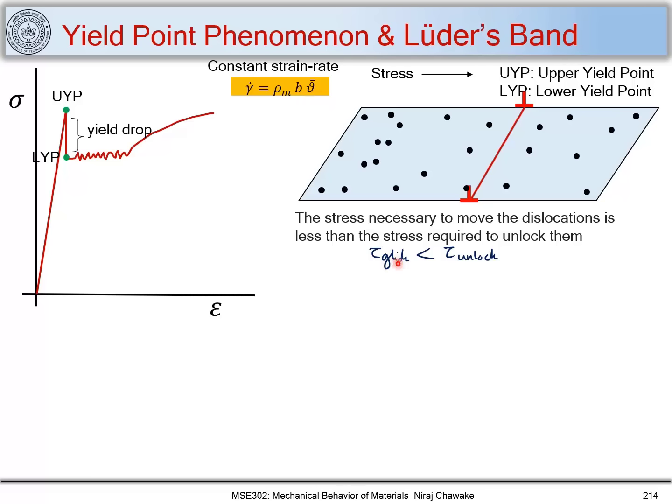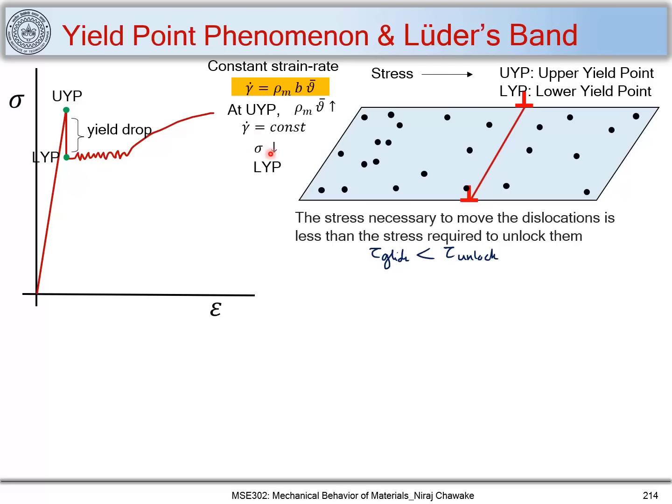Also, you have tau glide which is smaller than tau unlock. So when these dislocations move, they will generate more dislocations, and that is why the dislocation density will also increase at this upper yield point. At the upper yield point this term rho v is increasing, and as the strain rate is constant because our UTM is working at constant strain rate, to maintain the strain rate constant, it drops down the stress.